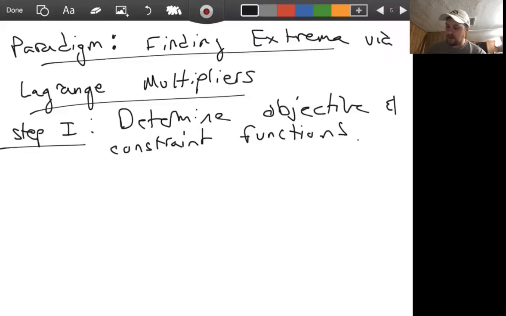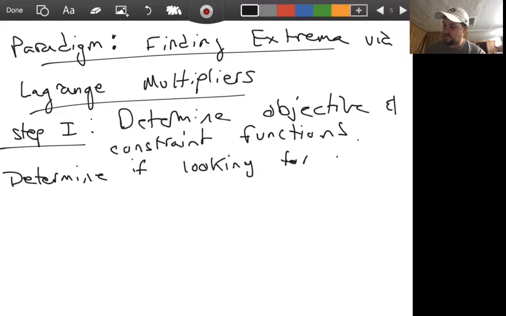Also, maybe you're trying to find max or min or just one, right? You want to determine if you're looking for max, min, or both even, right? Maybe you want to maximize and minimize this function.